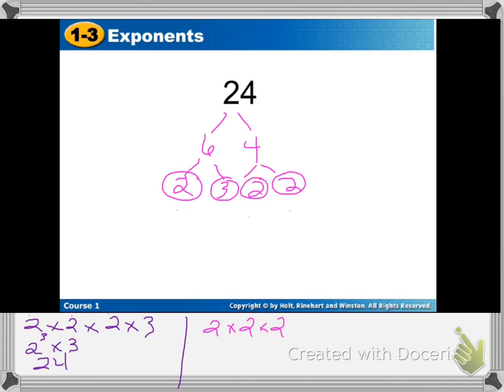So I took care of the 3 2's, so now I'm going to take care of that 1 3: times 3. And if you notice, these prime factorizations are exactly the same. So then I have 2 to the third power again, because there's 1, 2, 3 2's, times 3. And my standard form is 24.